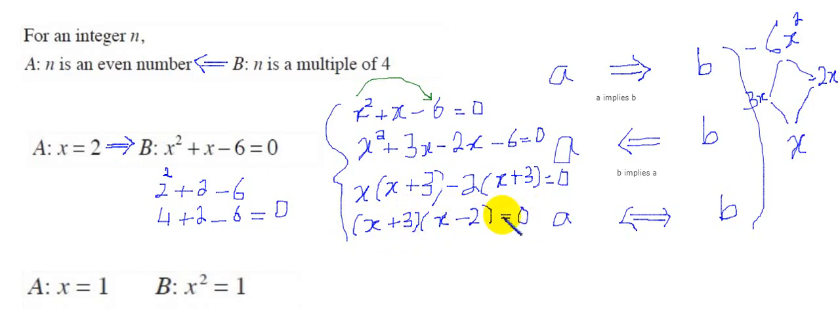So now in this case, by the zero factor property, either x plus 3 equals 0 or x minus 2 equals 0. So I will write it here, either x plus 3 equals 0, and if x plus 3 equals 0, then the value of x is negative 3.